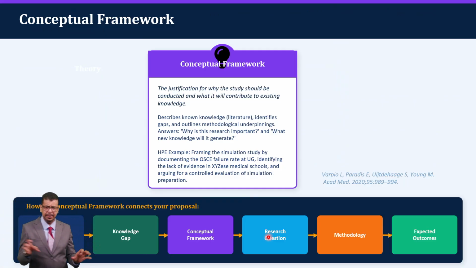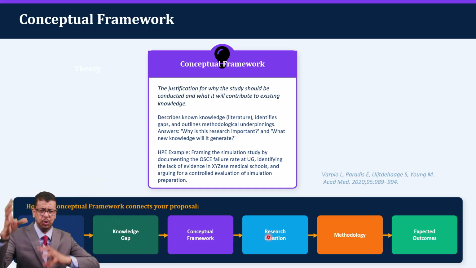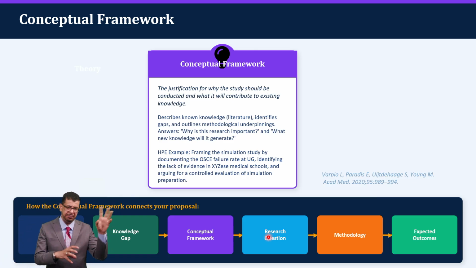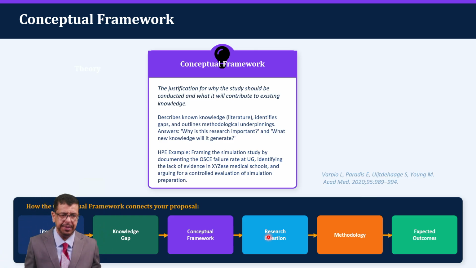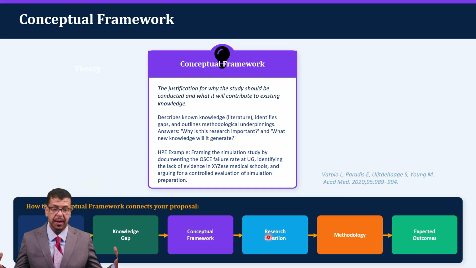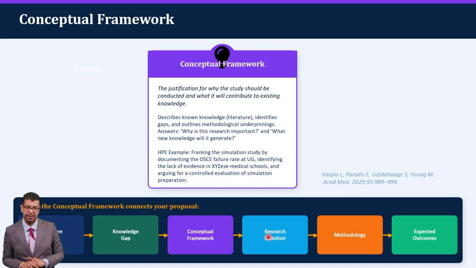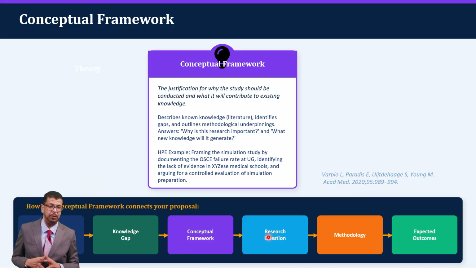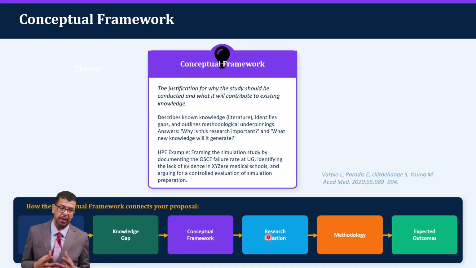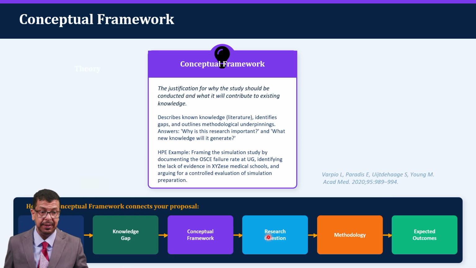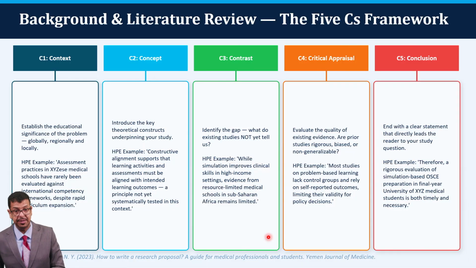So it's very important here to understand the conceptual framework. The conceptual framework shows all the relationships between the variables, and it identifies in your study why this study is important, why it should be conducted, and how this study will contribute to the body of literature. So it should describe knowledge in the literature, identify the gap, outline the methodology underpinning the answer to why this research is important, and what new will be generated from this study.